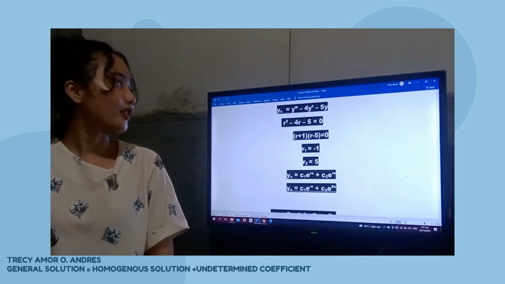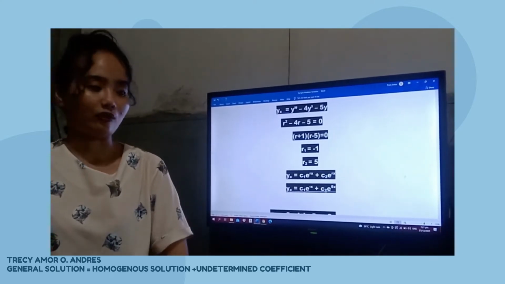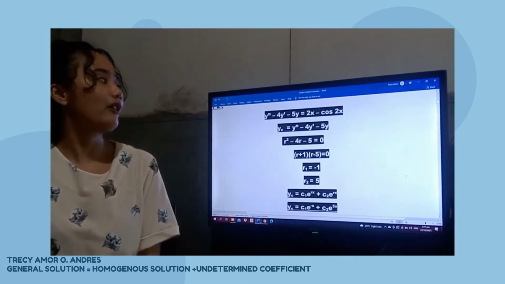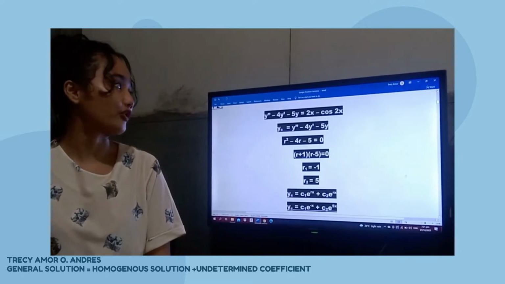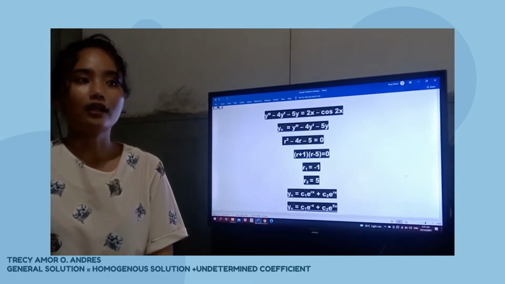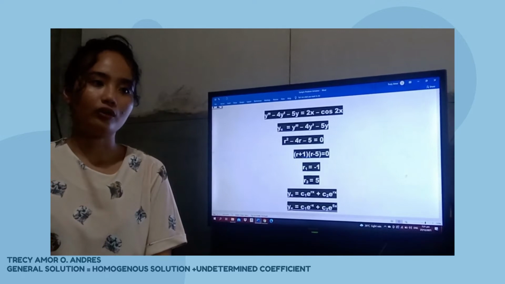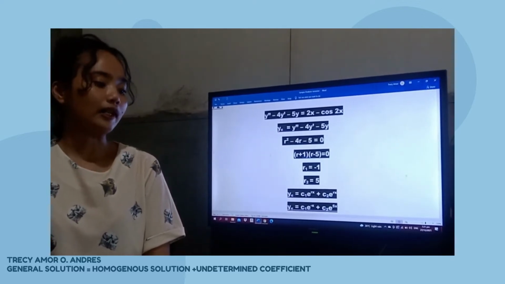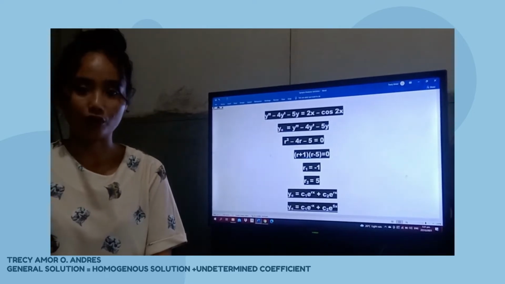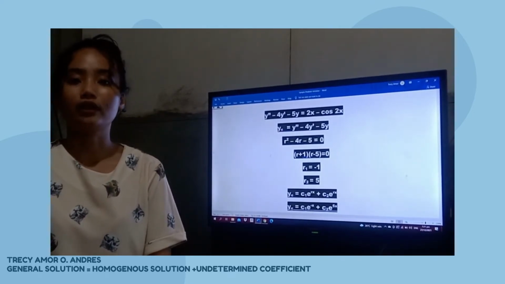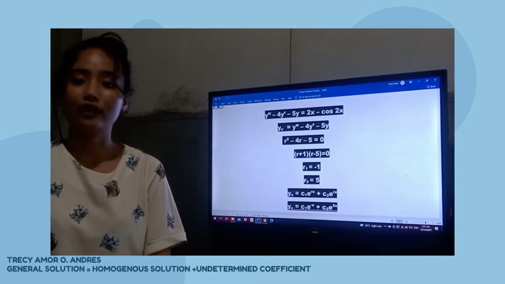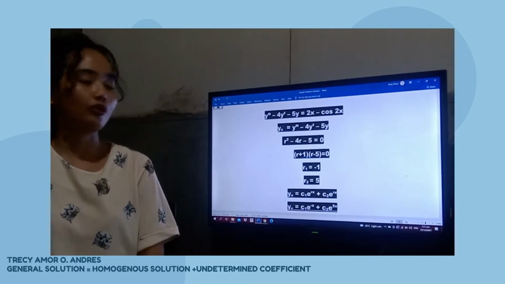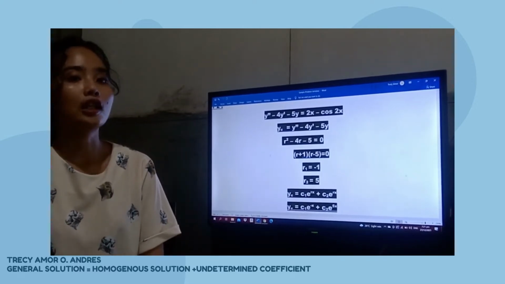So here is another example of a non-homogeneous differential equation, which is y double prime minus 4y' minus 5y is equal to 2x minus cos 2x. In solving a non-homogeneous differential equation, we adhere to the general solution in which we combine the complementary solution, or homogeneous solution, with the particular solution, in which we use either undetermined coefficients or variation of parameters. So first, for this sample, we will look for its homogeneous solution.